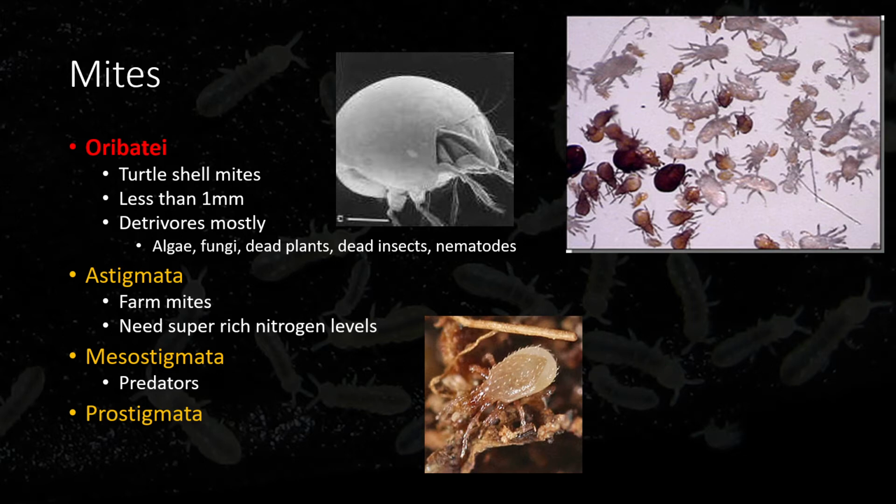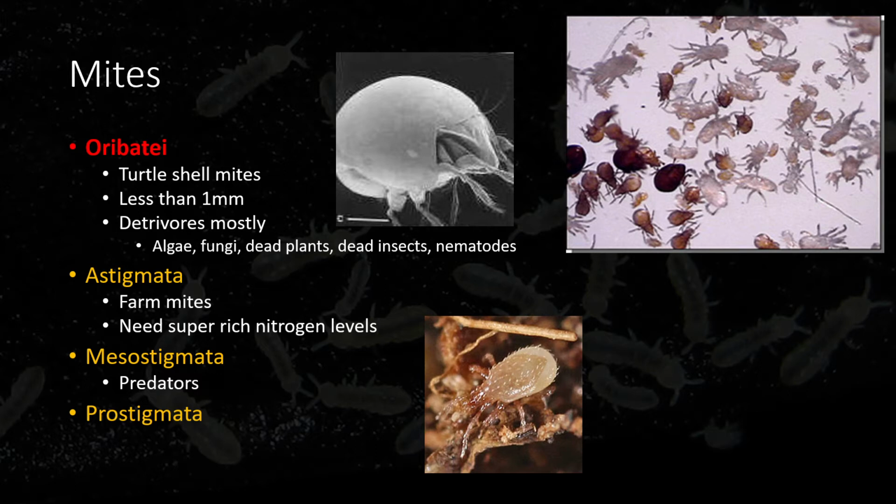The ones that we typically find are the Oribatidae. They look like little teardrops. They're mostly detritivores. They're an important part of the ecosystem because they're so common. These are not ticks. They look a lot like ticks. They're in the same family as ticks. Other mites we get are astigmata, mesostigmata, and prostigmata.